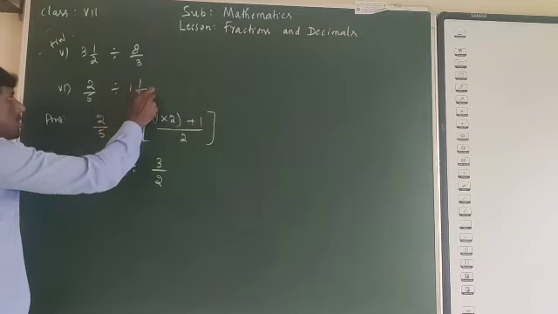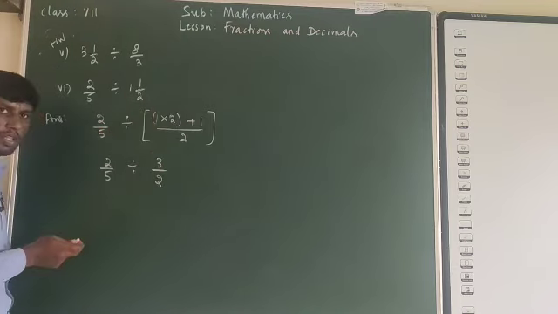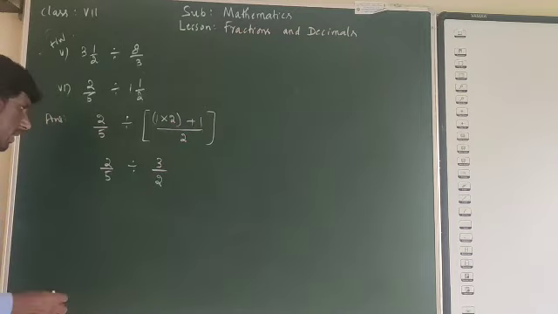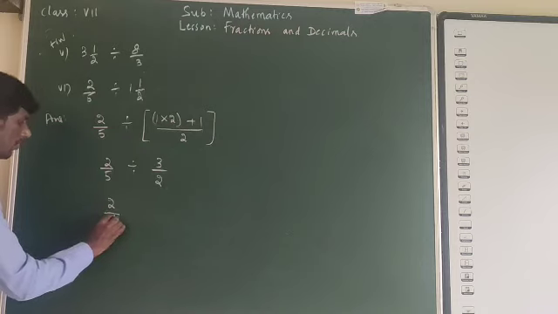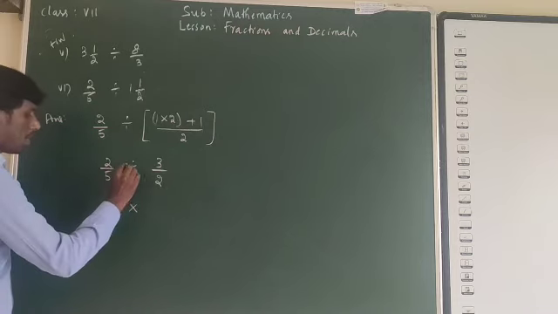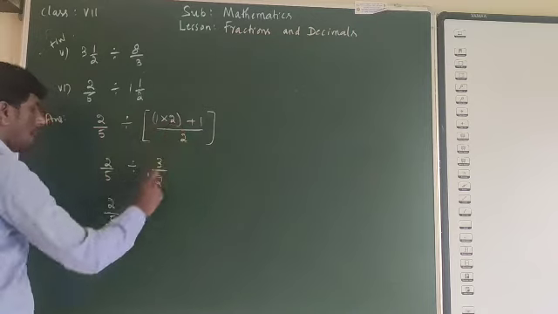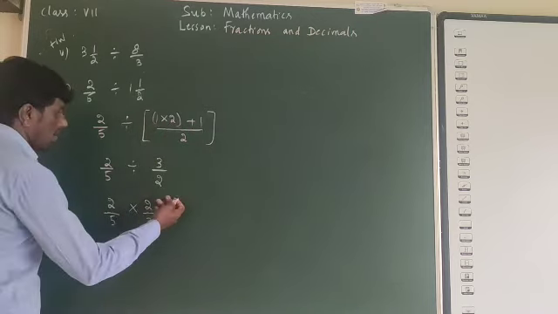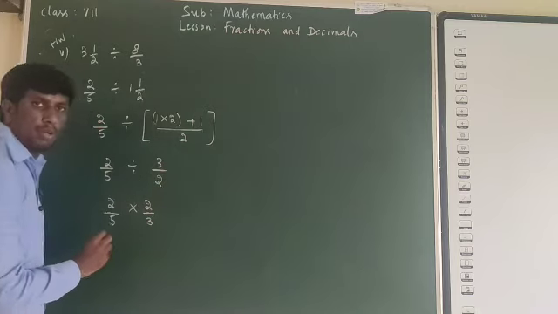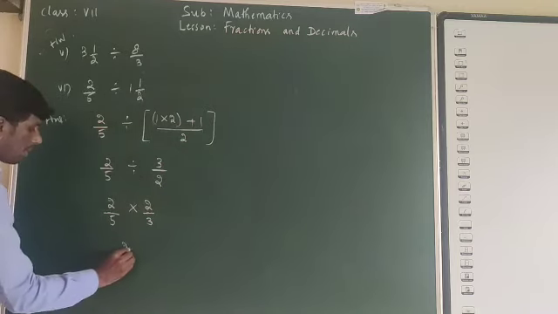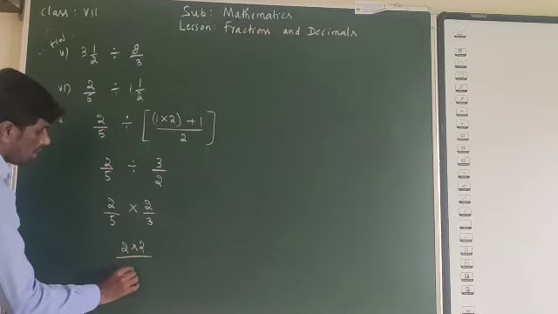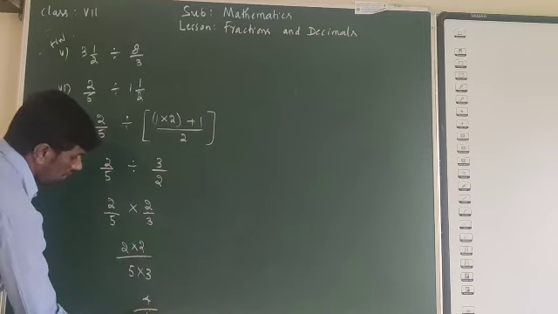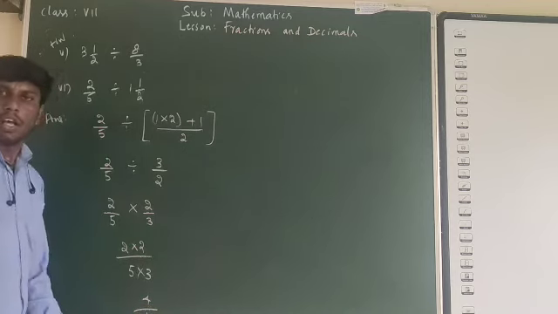Now we have converted this mixed fraction into an improper fraction. Now this is the division of a fraction by a fraction. As usual, do that. 2 by 5, convert the division operation into a multiplication operation, then take the reciprocal of 3 by 2, that is 2 by 3. Correct? Because the reciprocal of 3 by 2 is 2 by 3. So 2 2s are 4, denominator 5 3s are 15. 4 by 15 is the answer.